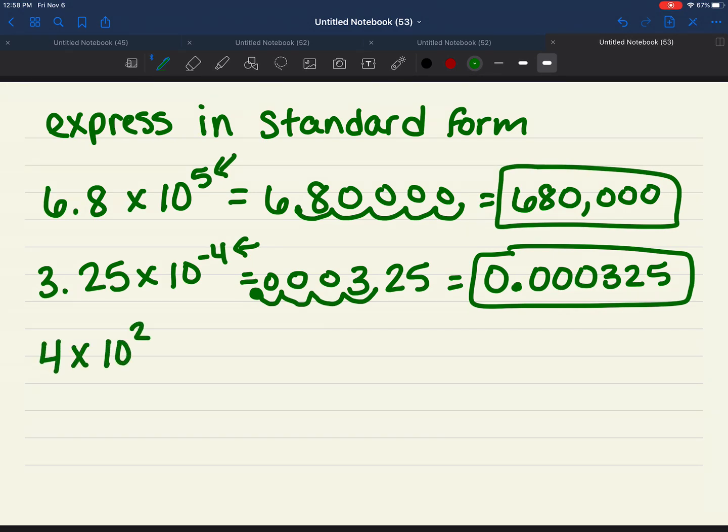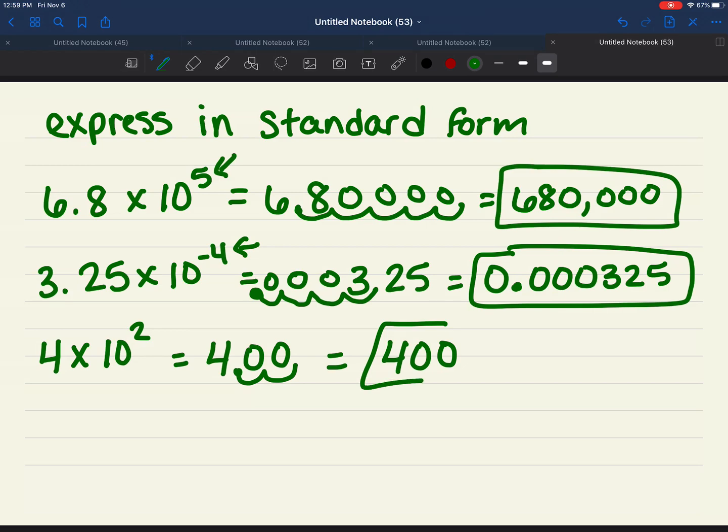Somebody want to try the next one? 4 times 10 to the 2nd power. Dylan? Where is my decimal if I don't see it? Behind the 4. It's always at the end if you don't see it, okay? How many times are you going to move that decimal? 2 to the right. Okay, what number would that give me, Dylan? 400.